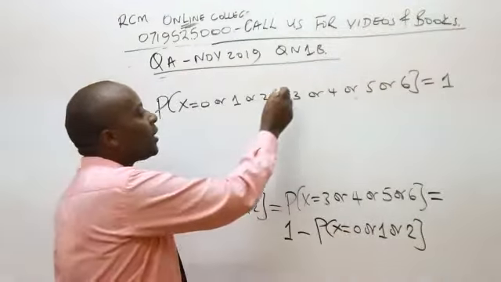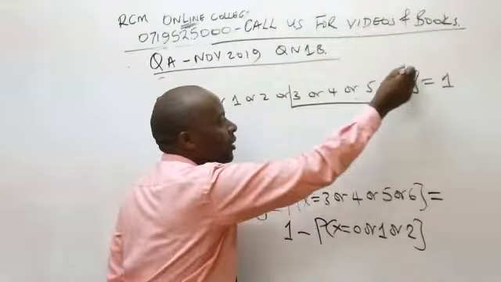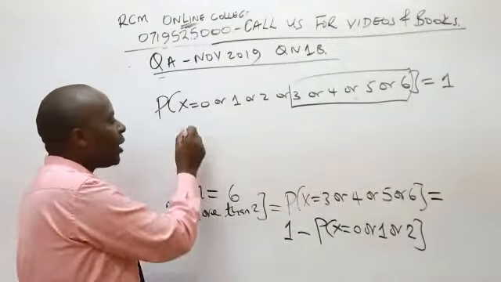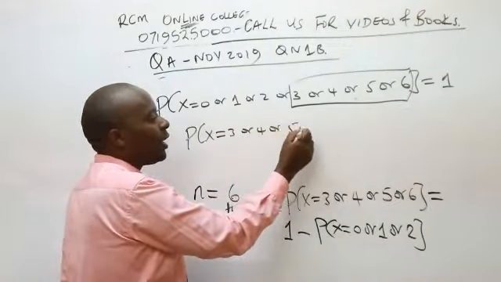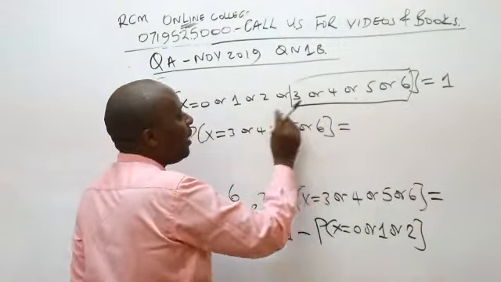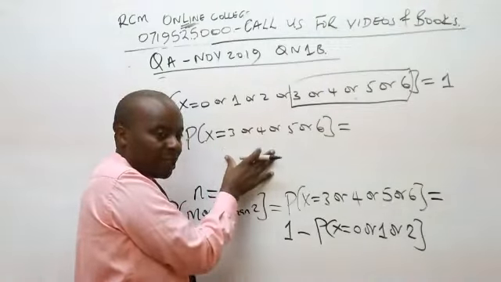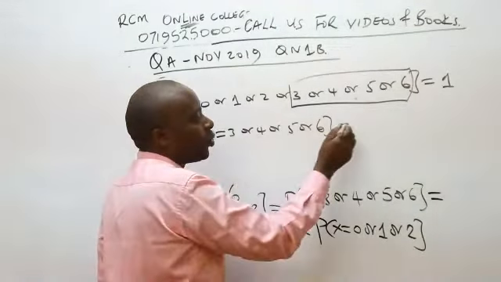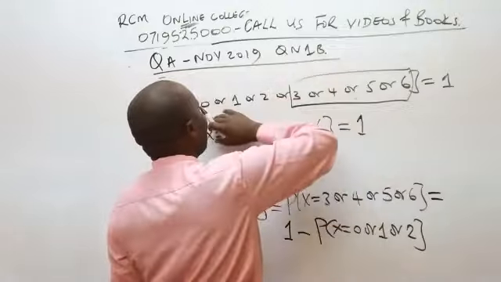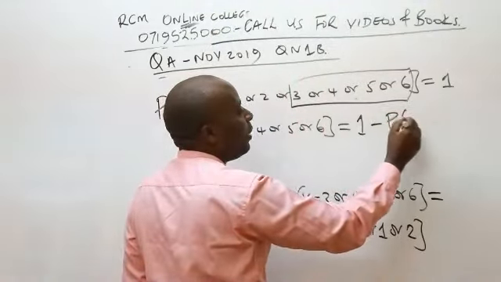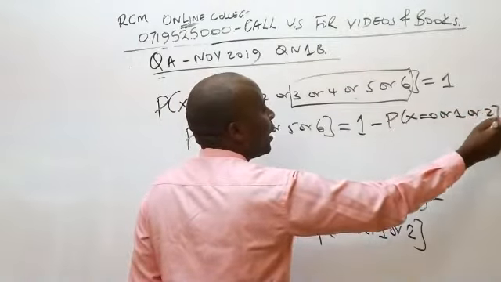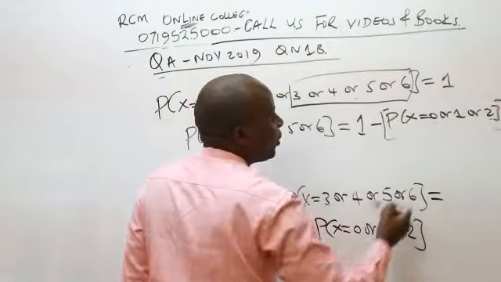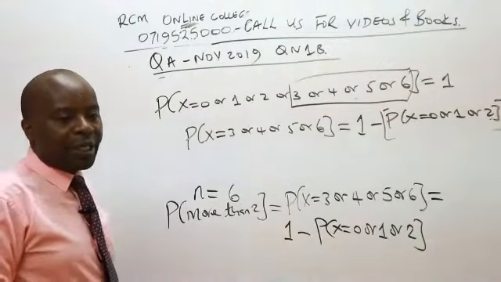Now they want just from here to here, right? So they want the probability of X being equal to 3, or 4, or 5, or 6. Then if I make whatever they want the subject of the formula, this is what I'm going to get. It will be 1 minus these other events, minus the probability of X being equal to 0, or 1, or 2, like that. Very important for us to be able to appreciate that.